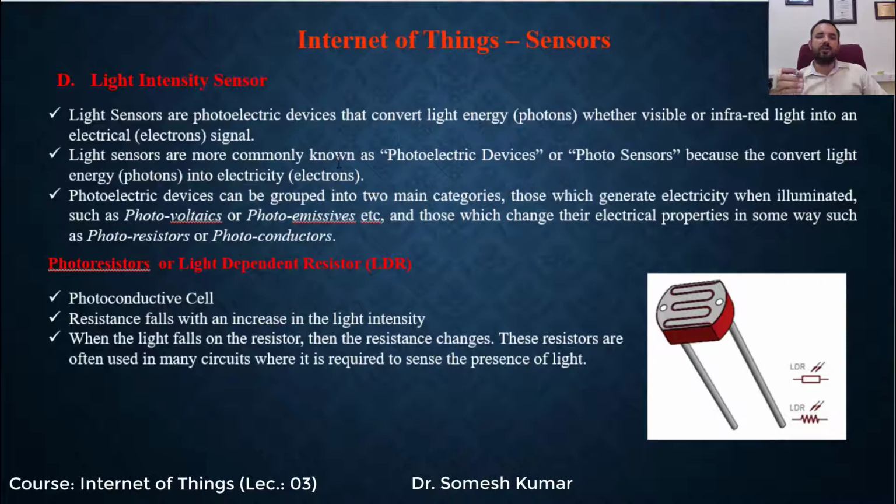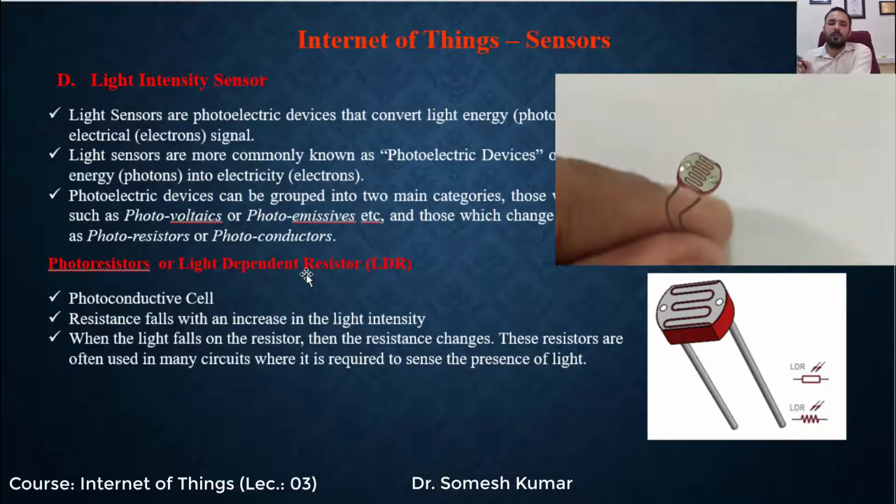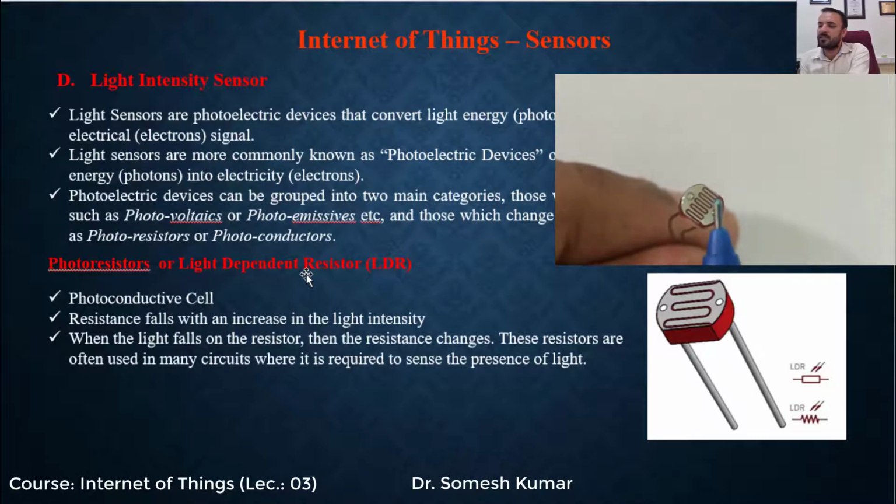Fine. So now we will discuss our first device, that is our LDR. LDR is also called a photoresistor or light dependent resistor. Basically this is our LDR, which consists of this coil kind of thing. This is sensitive to light. This is cadmium sulfide, CdS. When light falls on this sensitive part, then the resistance changes.